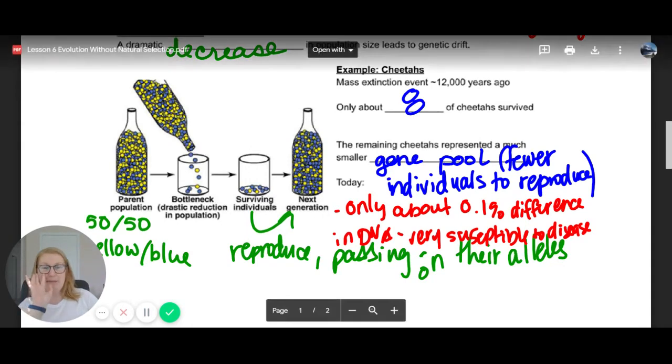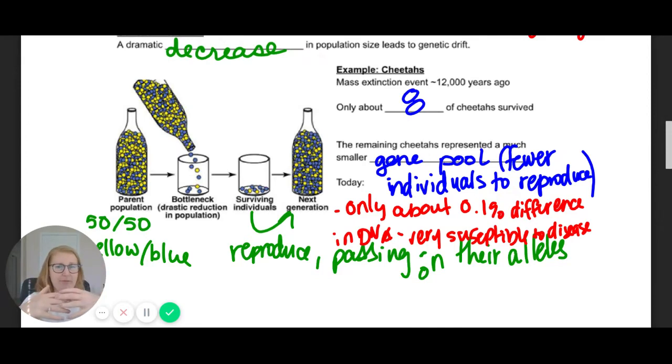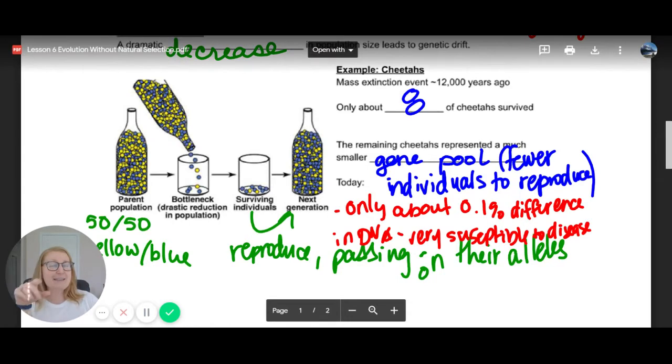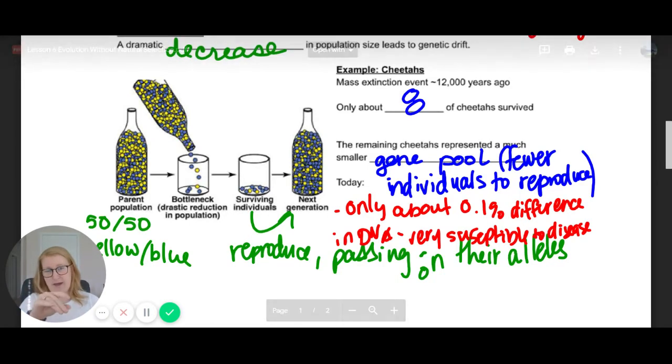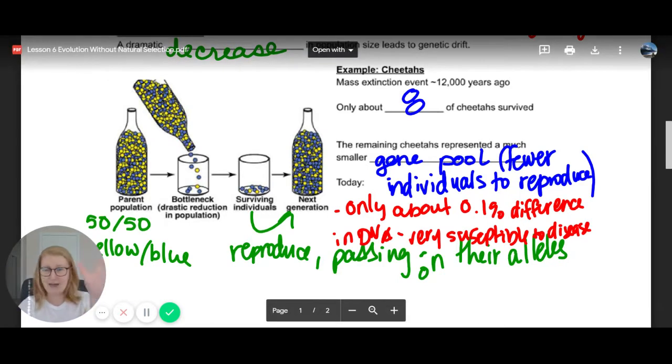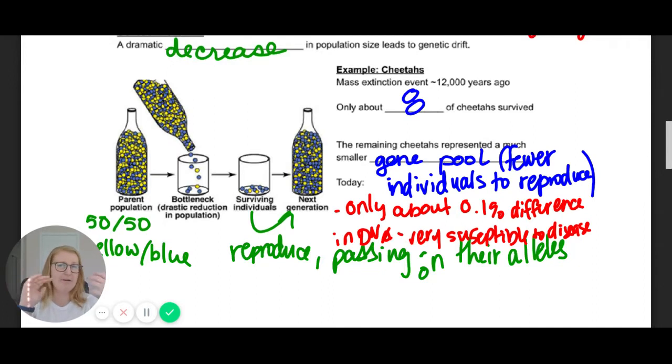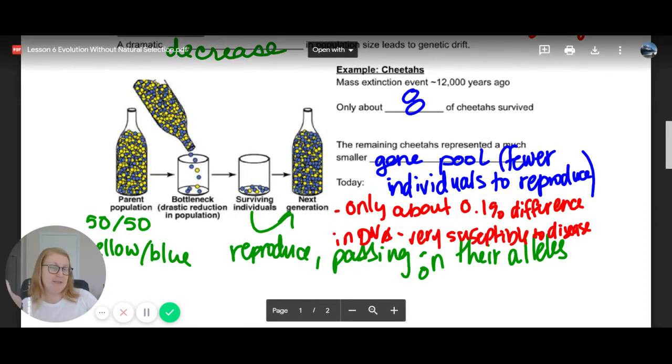A good example of this is that about 12,000 years ago, there was a mass extinction event. They think it's caused by a huge natural disaster. About 8 cheetahs survived this event. So again, an event happens beyond the control of natural selection, and we have only 8 individuals left.